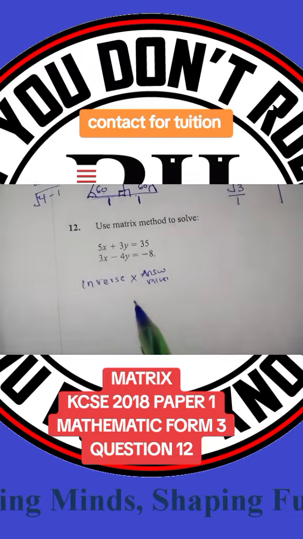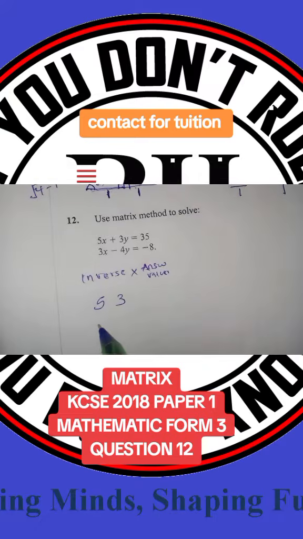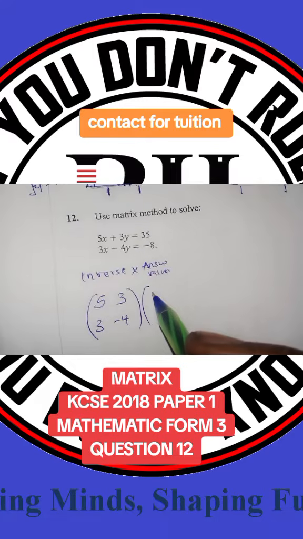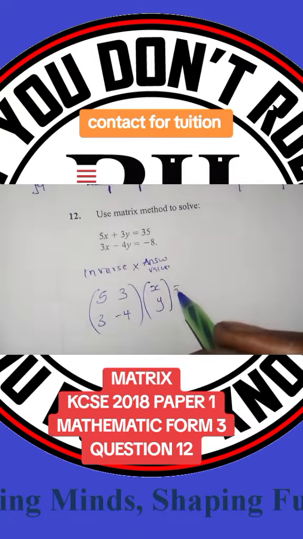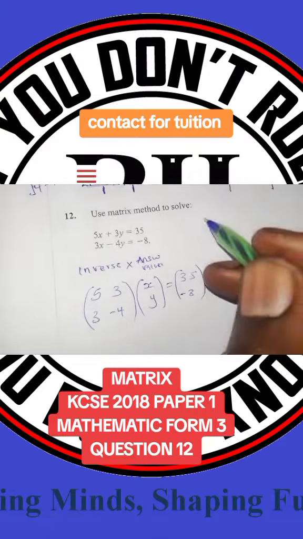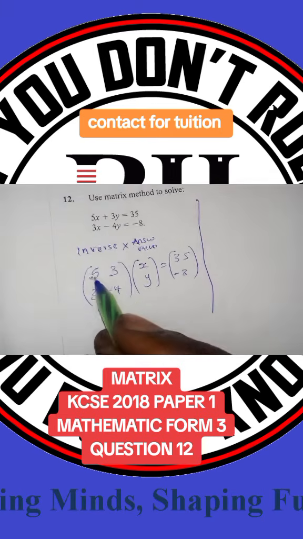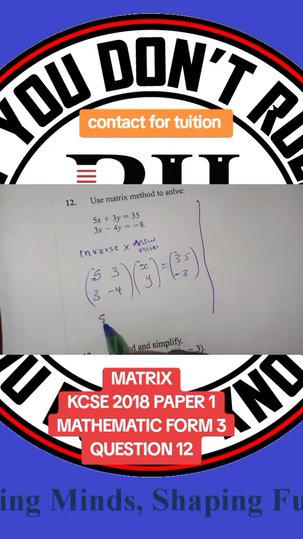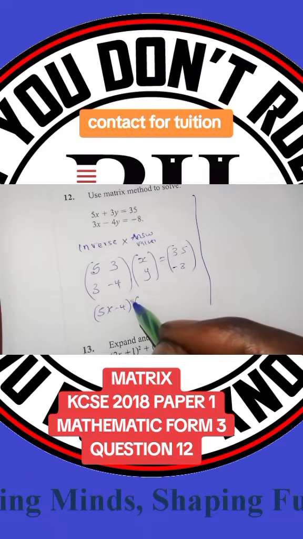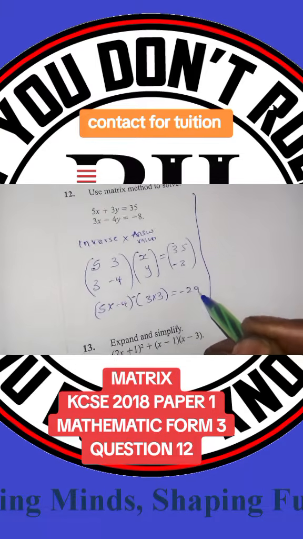To find the inverse, let me first write it in the form of a matrix equation. Then I put on the x and y values, the way they represent each other, then 35 and -8. Just for a quick one, to find the inverse, we multiply the opposite, 5 times -4. First, to find the determinant, you subtract 3 times 3. So there we have -29.